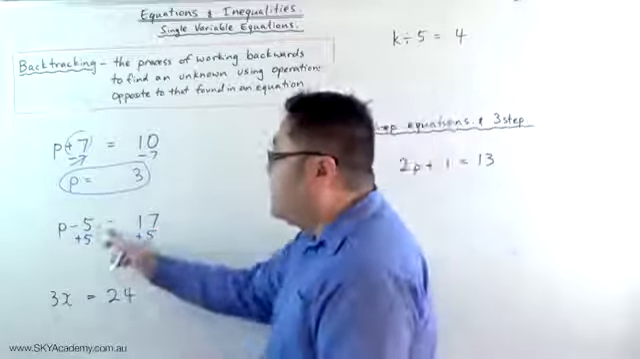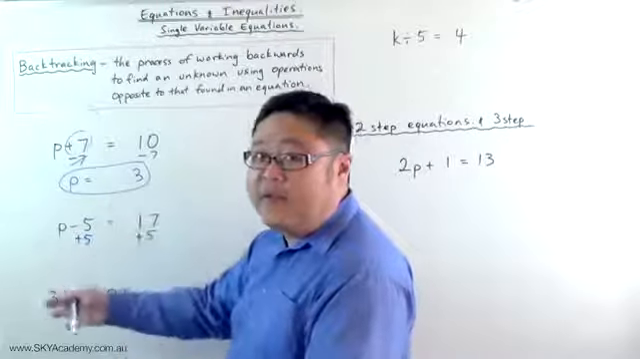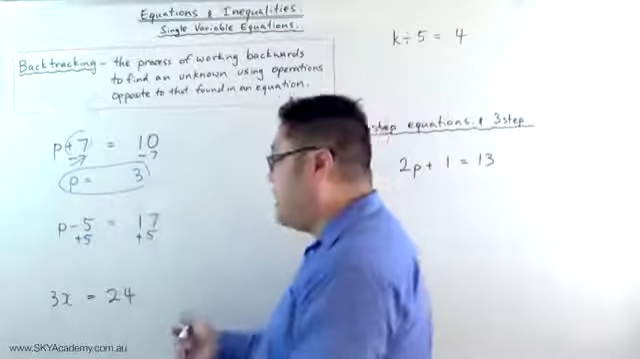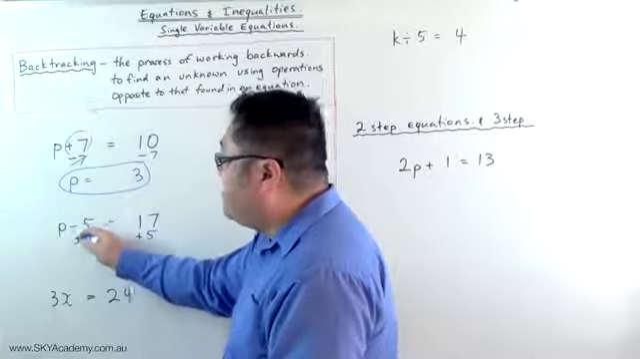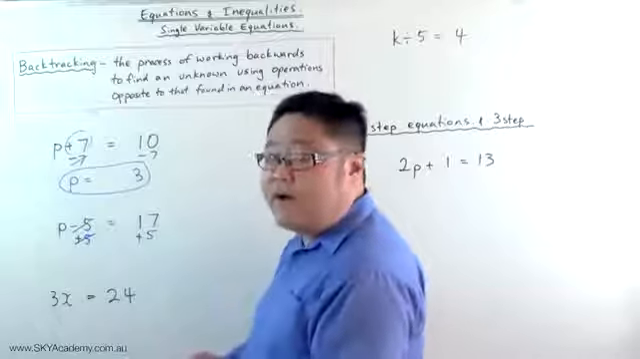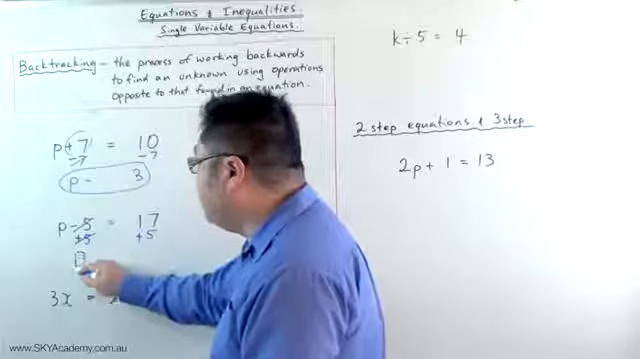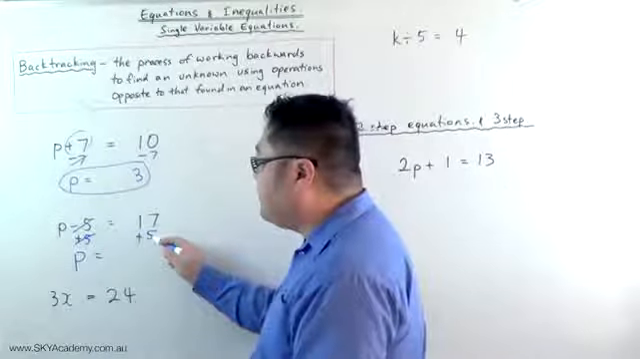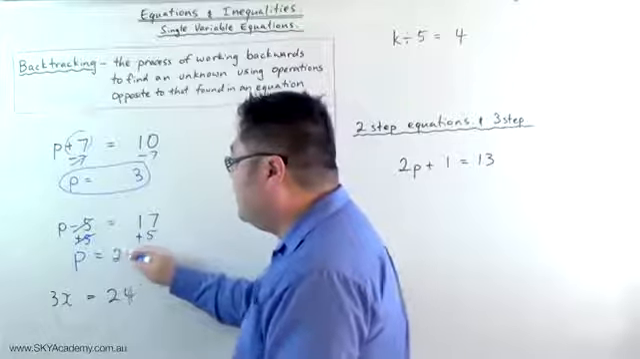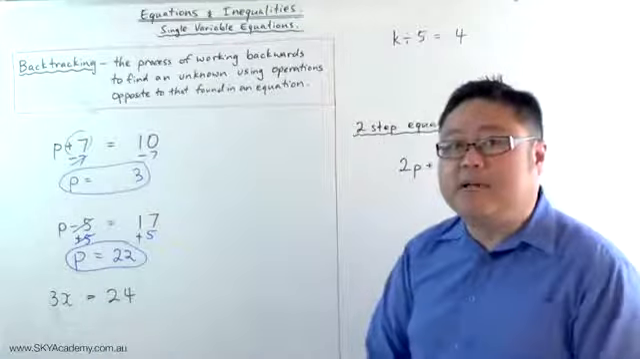Okay, so whatever you do to the left-hand side, you probably heard the old adage, whatever you do to the left, you've got to do to the right. So now, by plussing the 5, you've undone the minus 5, right? And that becomes P on its own. And P on its own is equal to 17 plus 5, which is 22. And that's your answer for that particular question.